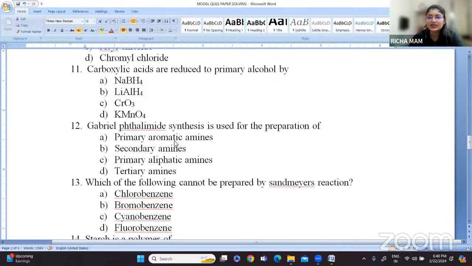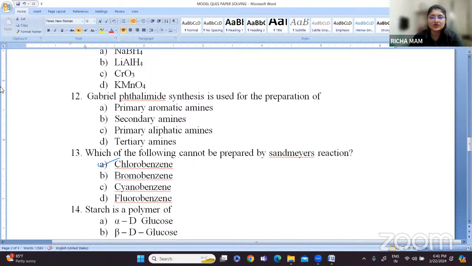Gabriel phthalimide synthesis is used for the preparation of A. Primary aromatic amines, B. Secondary amines, C. Primary aliphatic amines, and D. Tertiary amines. Vedvati has answered it as C. Dhanush has also answered it as C. Priyanka has answered it as C. This is a question from the amines chapter. We have seen Gabriel phthalimide synthesis. A direct, easy question.